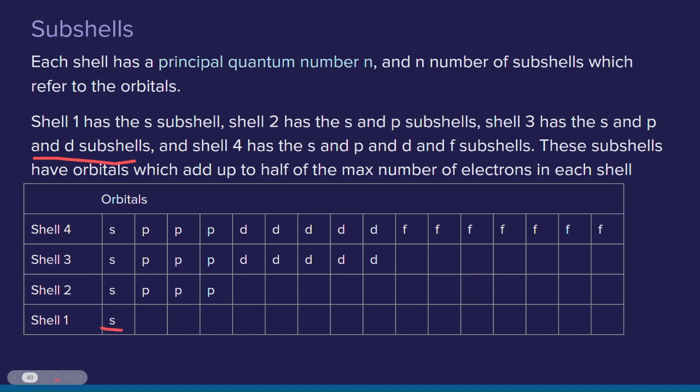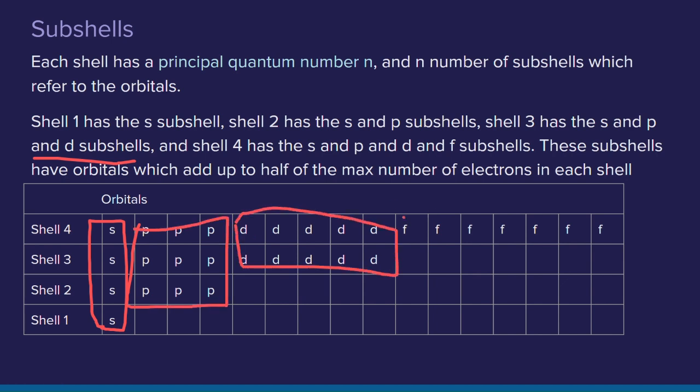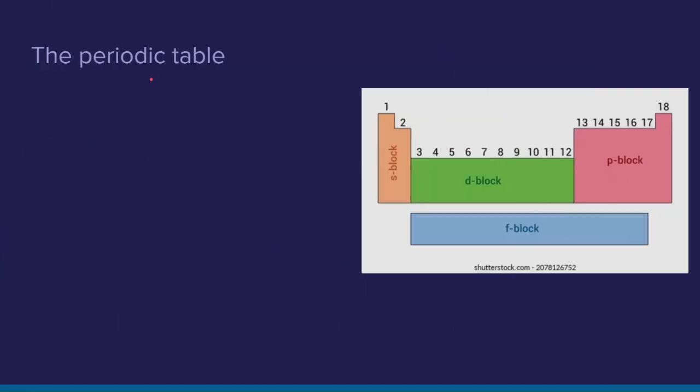You can pause it to look at the graph, but these are the s subshells. They're all on separate shells. These are the p subshells. These are the d subshells. And this is the f subshell. So that would be 1s, 2s, 3s, 4s, and then the same for the other letters.